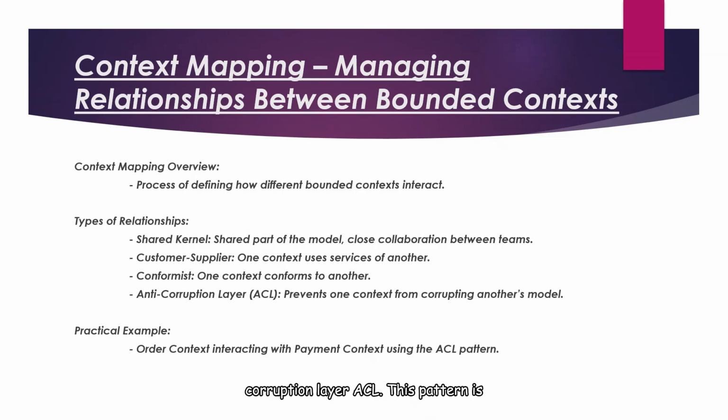Anti-corruption layer (ACL). This pattern is used when one context needs to interact with another without being affected by the other's model. The ACL acts as a protective layer, preventing corruption of your domain model. For example, when the order context interacts with the payment context, you might use an ACL to ensure the integrity of the order context model remains intact.